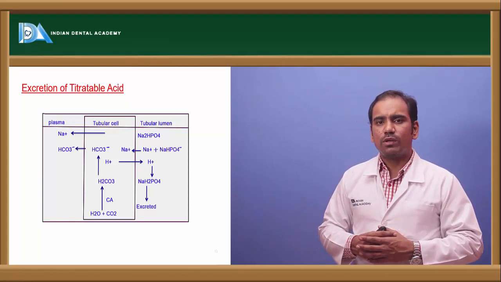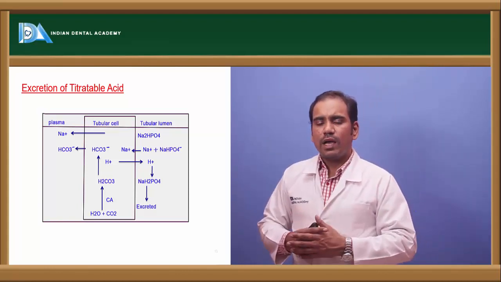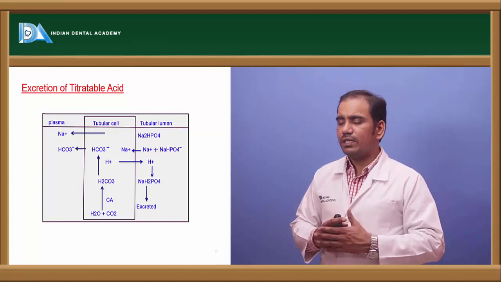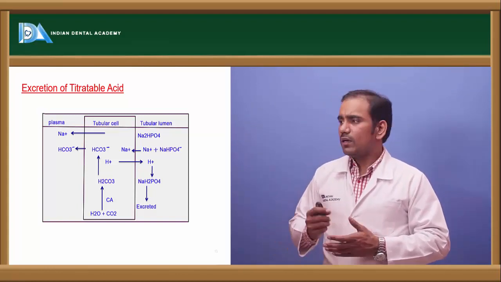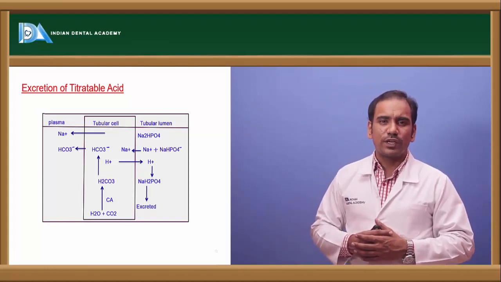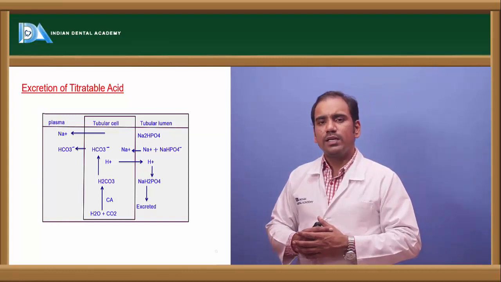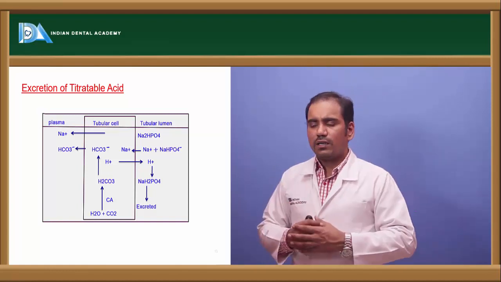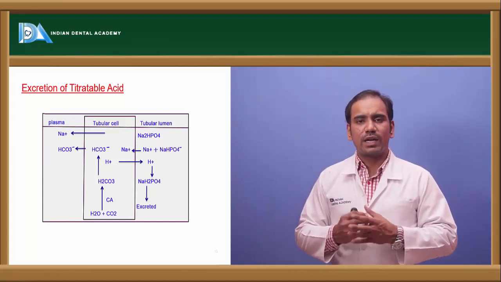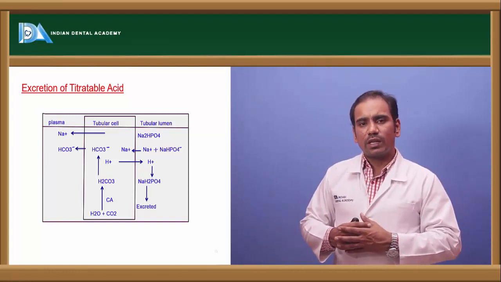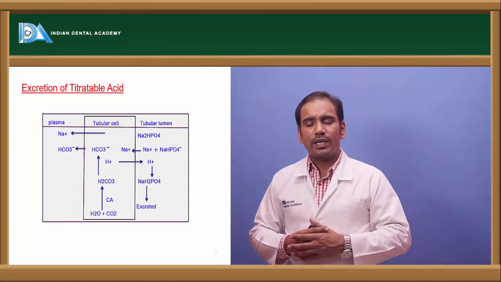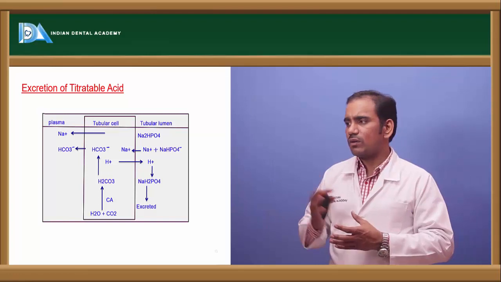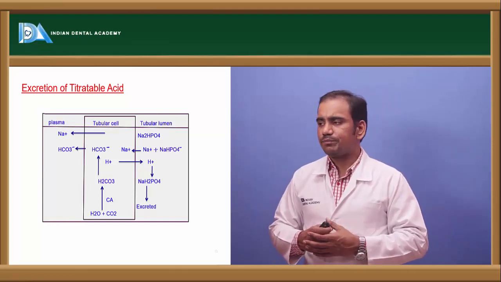So what is titratable acid? The ml of N/10 KOH required to titrate this sodium hydrogen phosphate to a pH of 7.4 is called titratable acid. So you take that sodium hydrogen phosphate and you titrate it with N/10 normal KOH to pH 7.4. How many ml are required, that is called titratable acid.